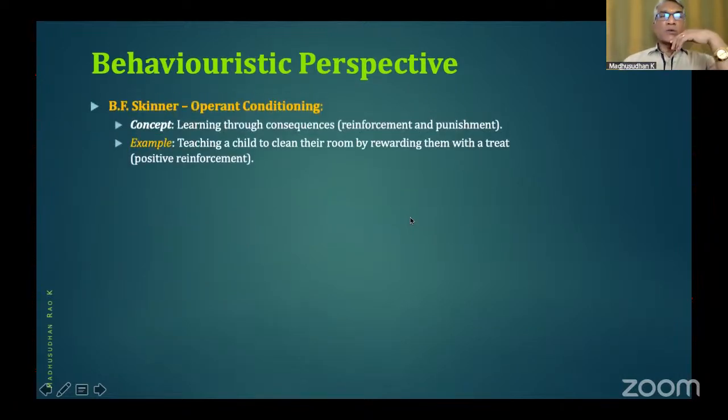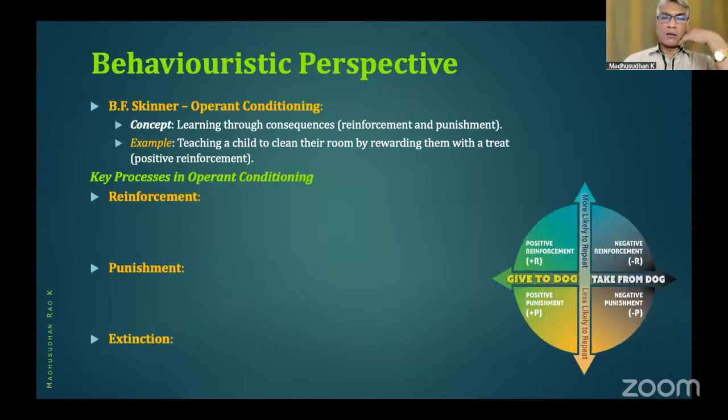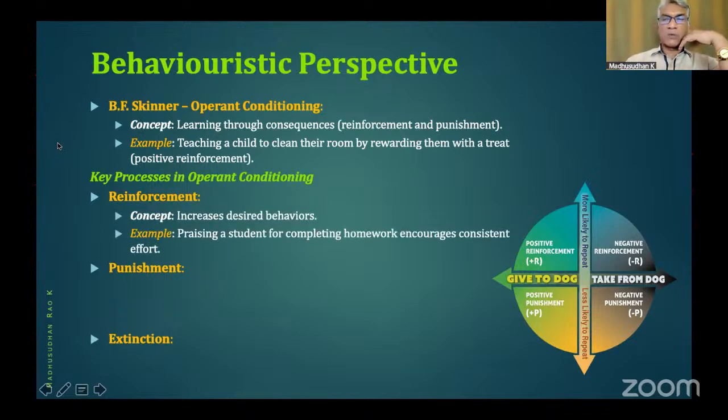Now the behaviorist perspective: Skinner, with his operant conditioning, said learning happens through consequences, reinforcement and punishment. Teaching a child to clean their room by rewarding them with a treat, that is positive reinforcement. The key process of operant conditioning is reinforcement, increasing desired behavior. The behavior which you want to increase is reinforced with a reward. So praising a student for completing homework increases consistent effort.